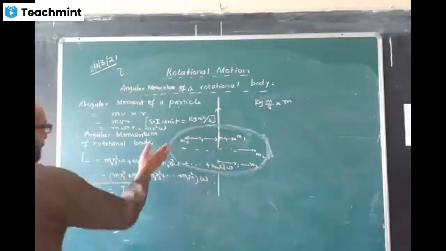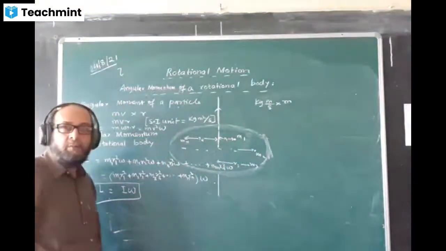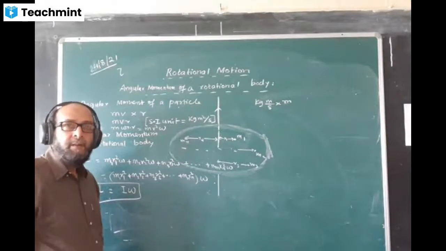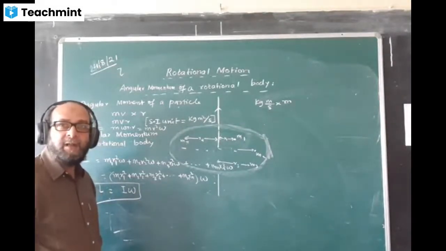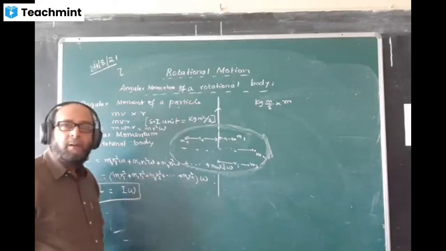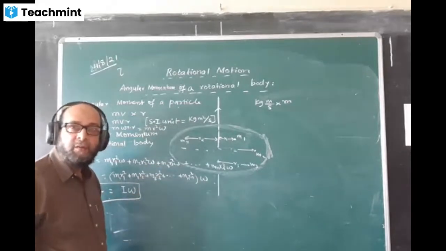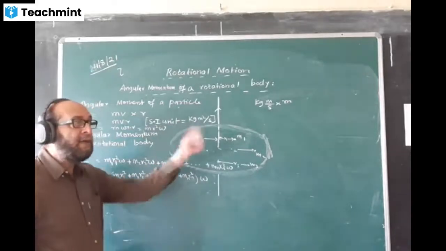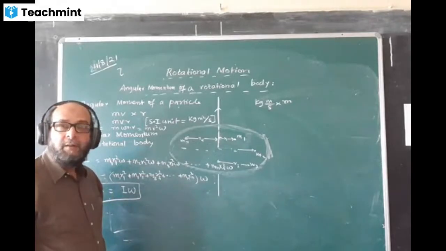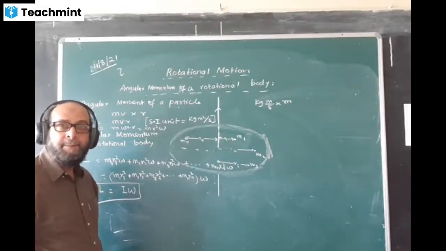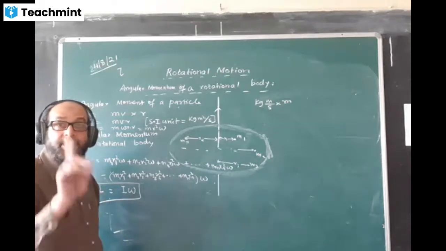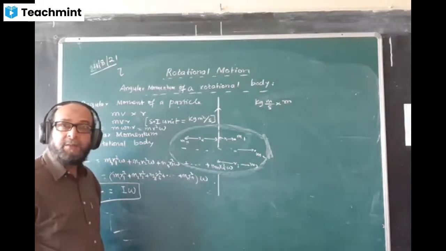In the rotational motion, you write F equal to ma on the linear side. Force is equal to ma, and on the other side you write torque. Torque equal to I alpha. Comparison table, point number 7.